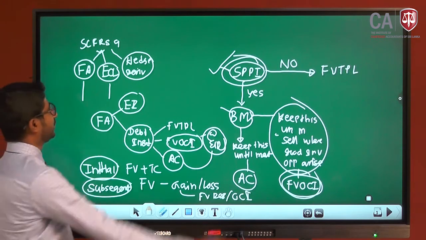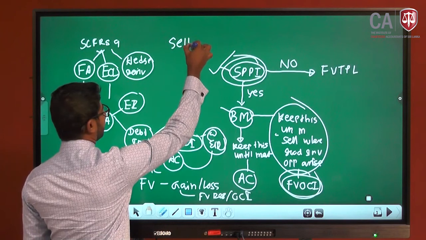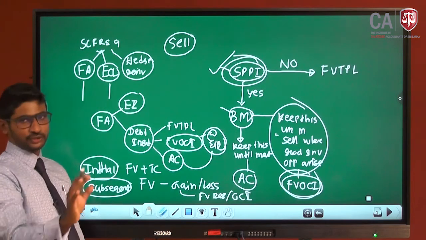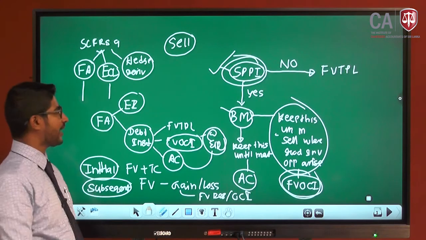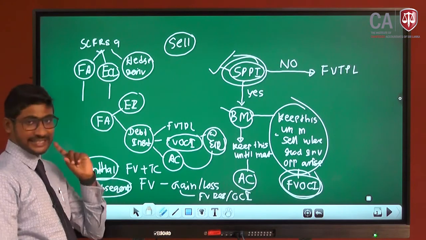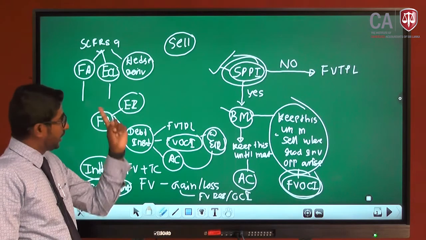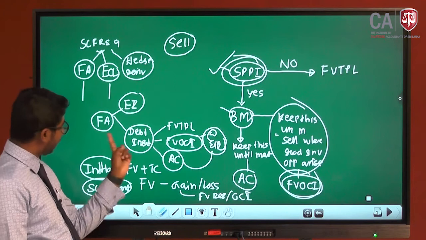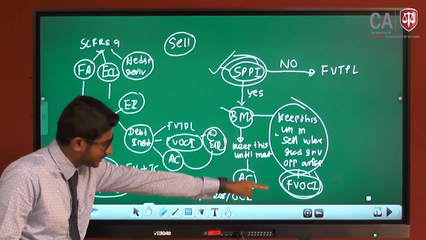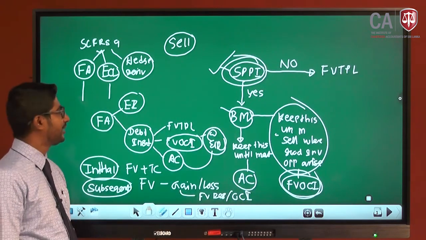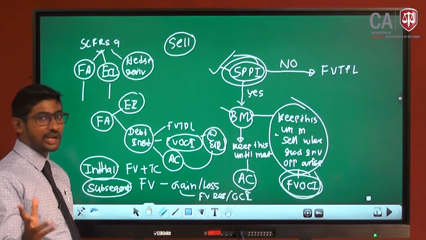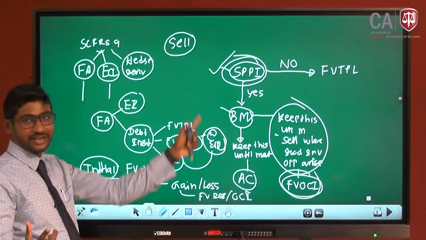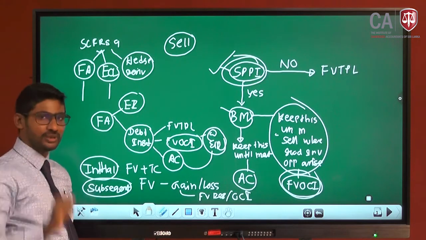One more thing, selling, right? When you are selling a fair value through OCI instrument, if it is an equity instrument, if the equity instrument is designated under fair value through OCI, an irrevocable election you have made, then what is happening, students? You can't reclassify the profit or loss to P&L even though that particular instrument is sold.